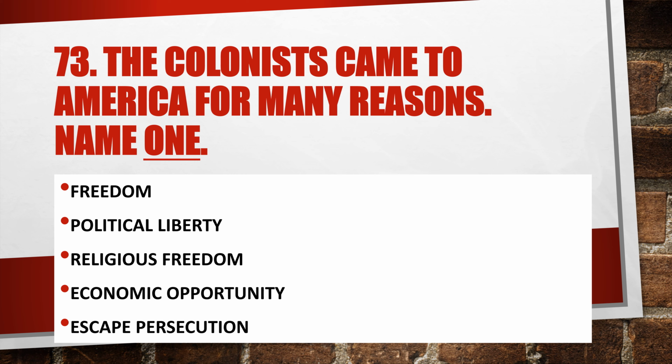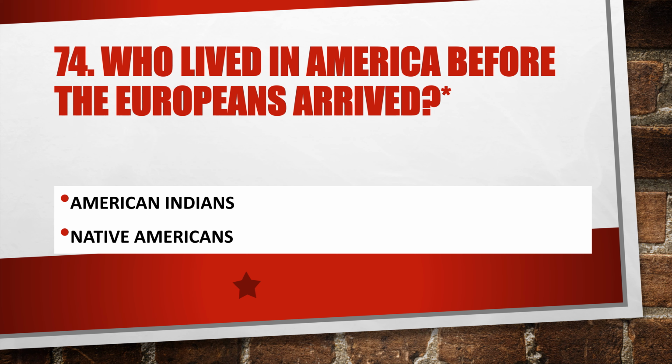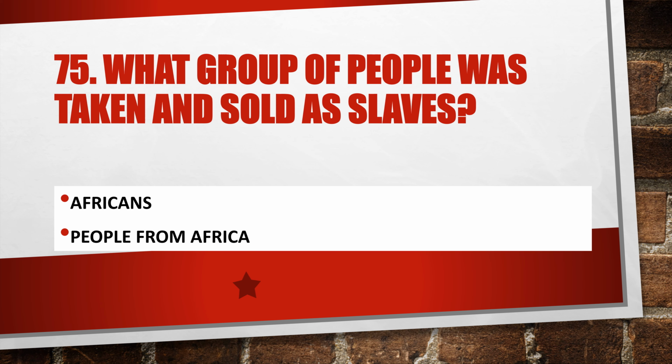The colonists came to America for many reasons. Name one. Freedom. Who lived in America before the Europeans arrived? American Indians. What group of people was taken and sold as slaves? Africans.